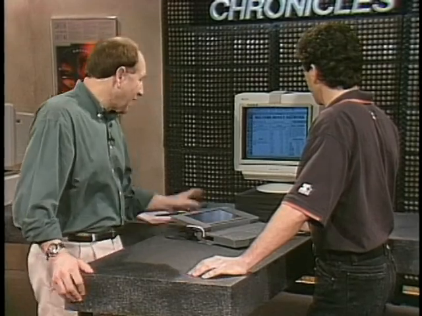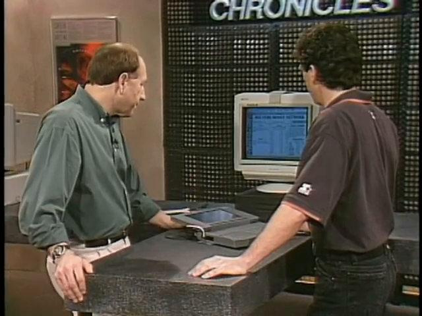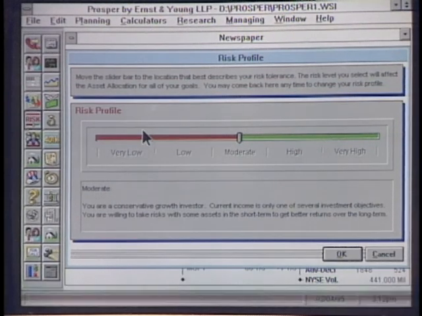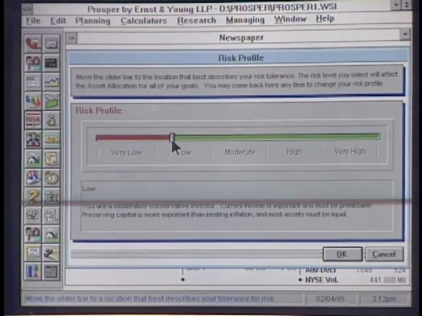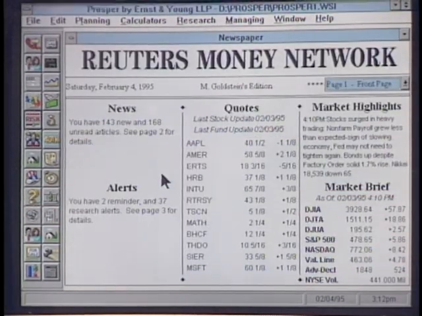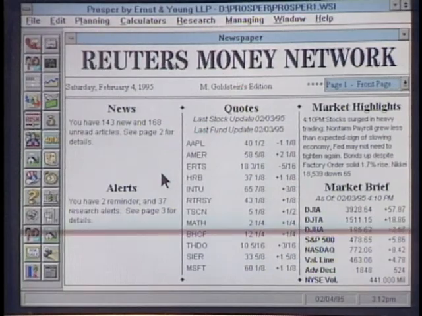All right, so let's take a look at it. Here's Reuters Money Network is up. And how do I use this stuff? Well, the way it really starts is that you start answering questions right up front. Who are you? How much money do you have? In this case, what might be your risk profile, or your tolerance for risk? You might also answer questions about your goals, retirement, buying a home, and whatnot.